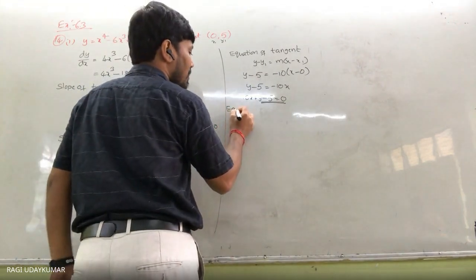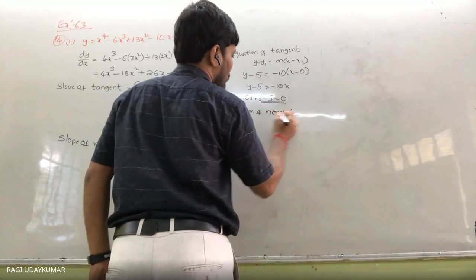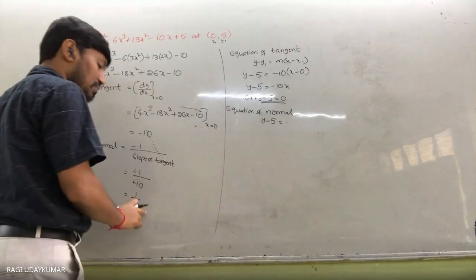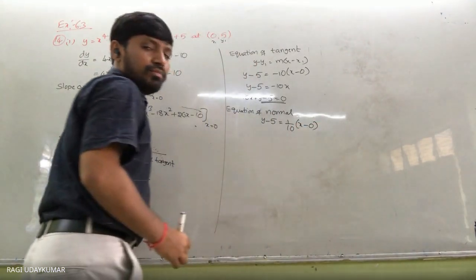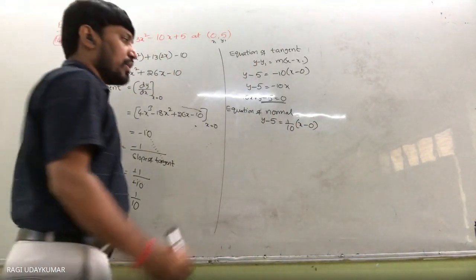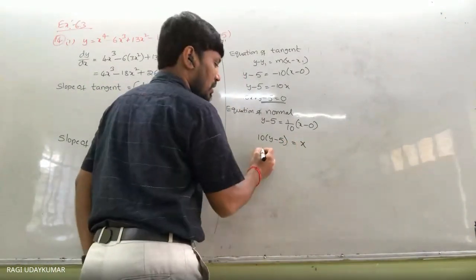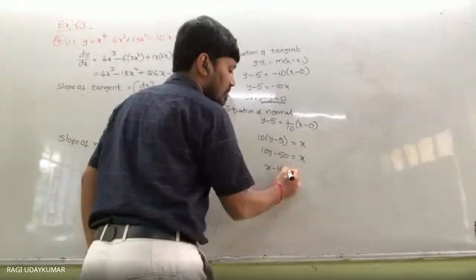The equation of the normal, using the same formula: y minus y1 is equal to the slope 1 by 10 into x minus 0. So we get 10 into y minus 5 is equal to x. 10y minus 50 is equal to x. So x minus 10y plus 50 is equal to 0. This is the equation of the normal. The previous one is the equation of the tangent. Like this, the remaining 3 questions are very simple, same model. You can do it.